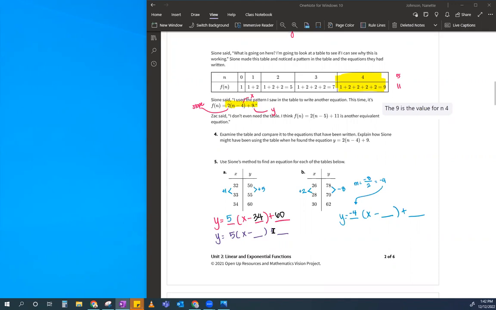Can you guys check your answers really quick? So does everybody see why I put 34 and 60? Because you guys told me, oh, that's your X, and that's your Y. So does that make sense? So what's another equation that I could have written? Y equals 5 parentheses X minus what plus what?